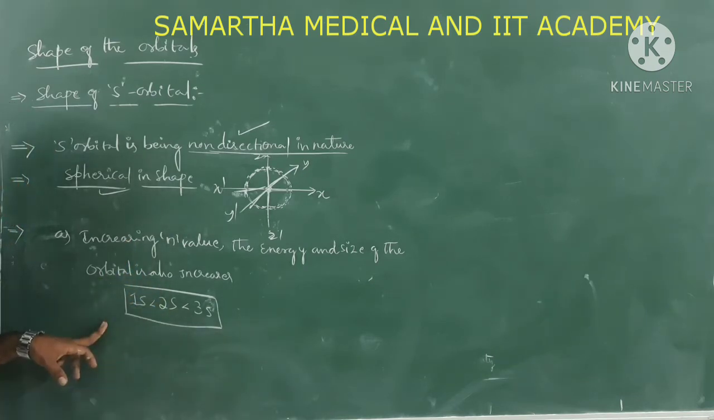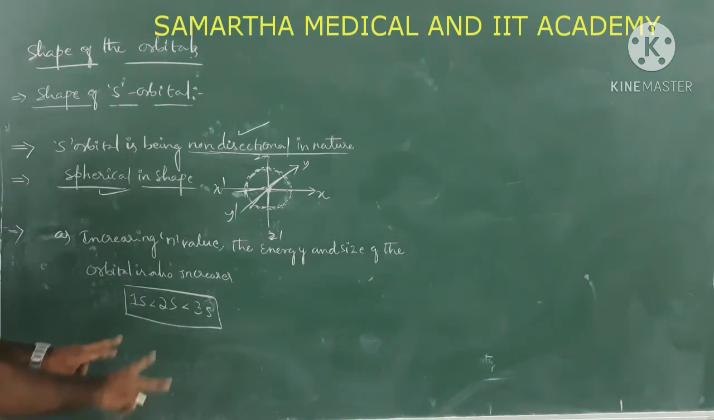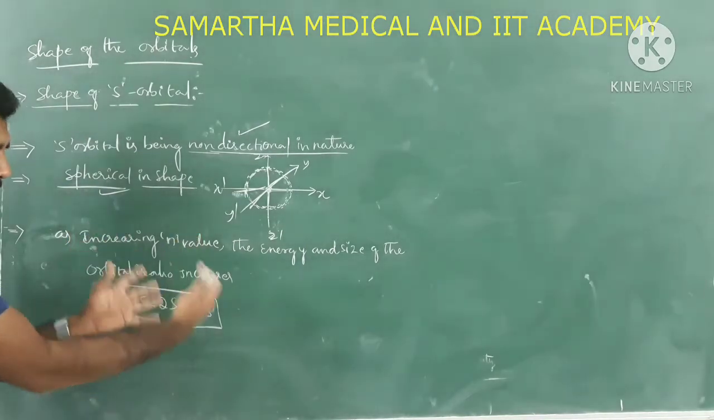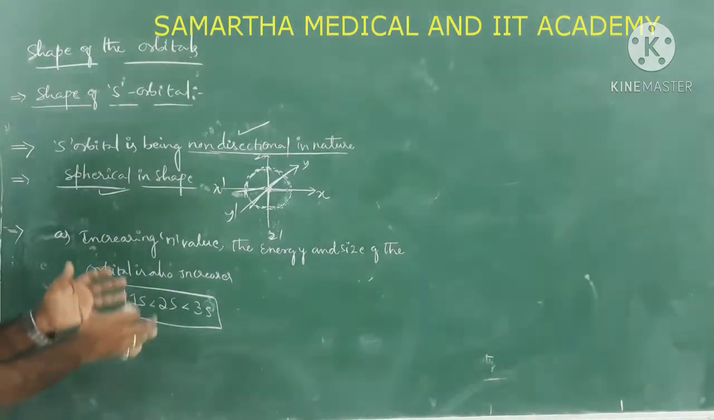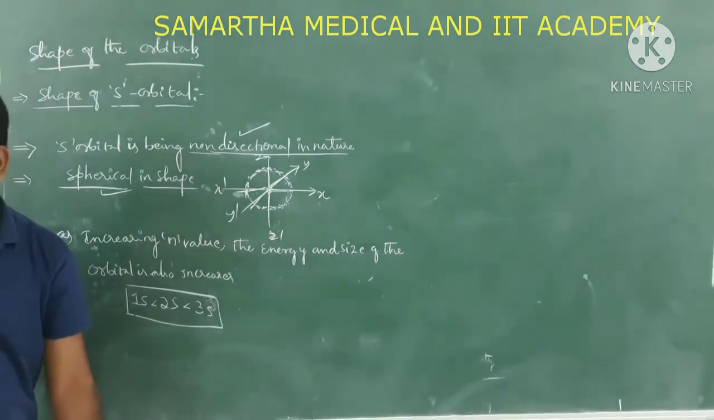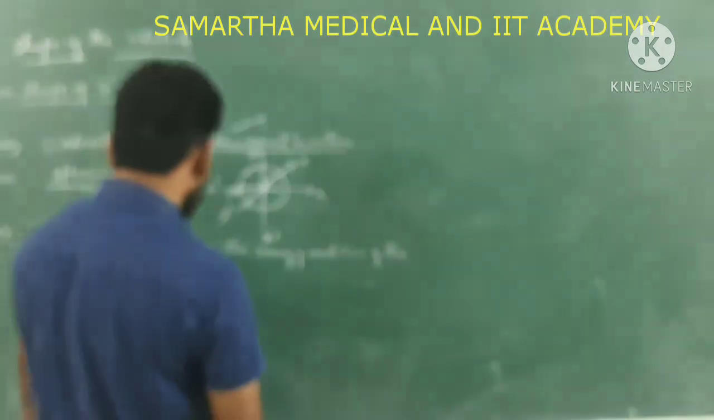Okay, so then let's discuss the shape of these three orbitals here. 1s, 2s, almost all s orbitals are going to be spherical, but we'll discuss their size. Okay, so let's focus on this particular stuff here.